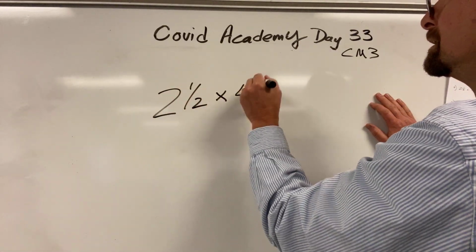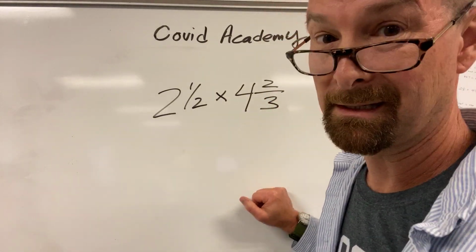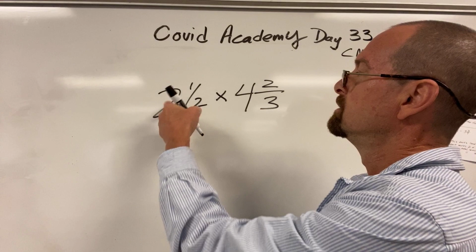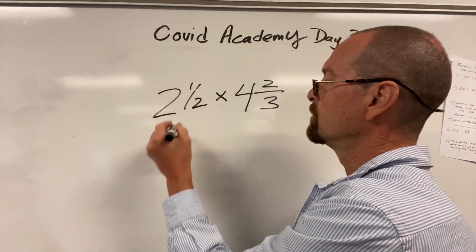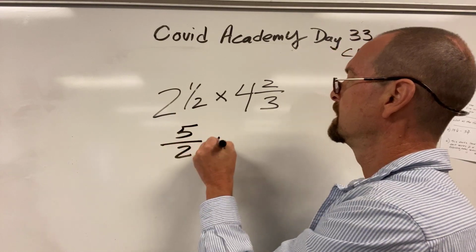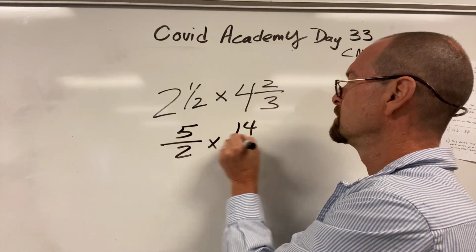2.5 times 4 and 2/3. I told you my math joke? Like 97 times. Okay. You got to make them improper. That's the way I like to do it. Okay, so 2 times 2 is 4, 1 more is 5. So 5 halves times 3 times 4 is 12 plus 2 is 14. 14 thirds.